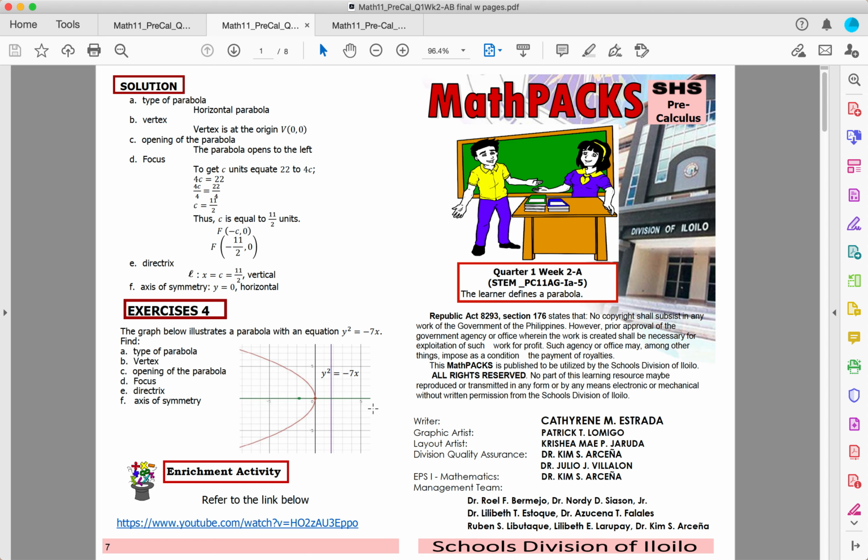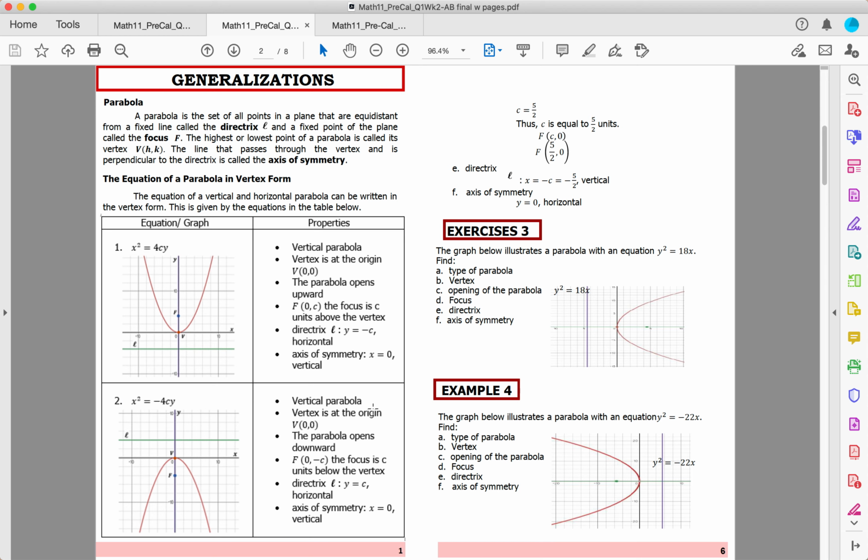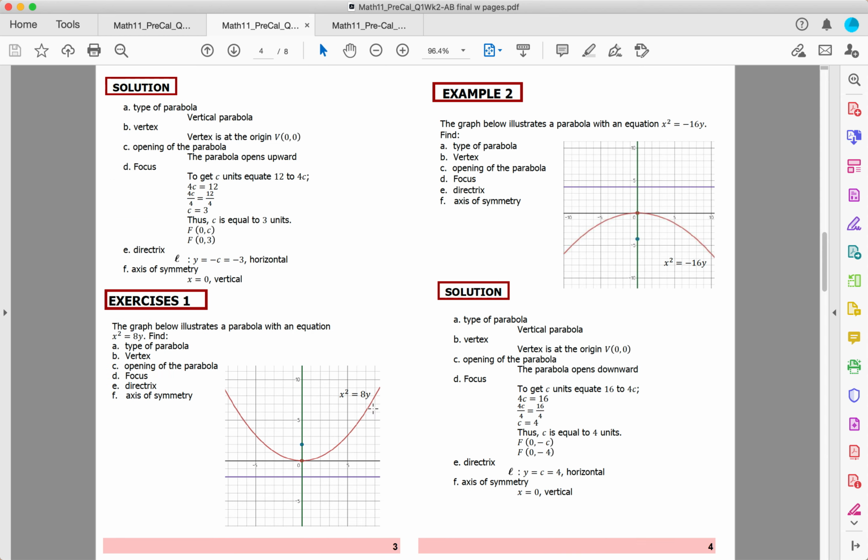Okay, so I hope there's no problem for your math packs part A. Okay, let's proceed to part B.